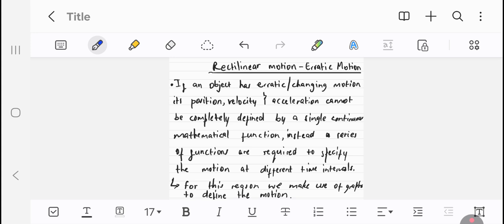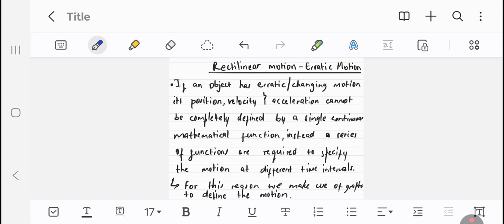So we are saying that if an object has erratic or changing motion, its position, velocity, and acceleration cannot be completely defined by a single continuous mathematical function. Instead, a series of functions are required to specify the motion at different time intervals. So if my motion is changing, I can't use one continuous function, because let's say for the first half of the motion, the relationship between position and time is linear, and then for the last half, it's parabolic. So I can't use one continuous function because the relationship between position and time changes.